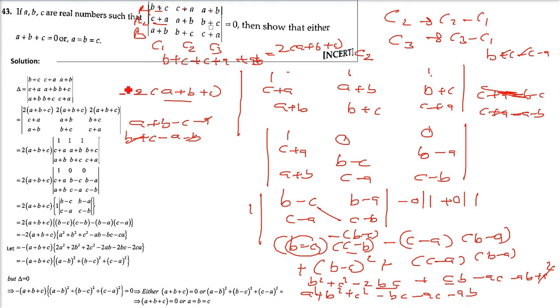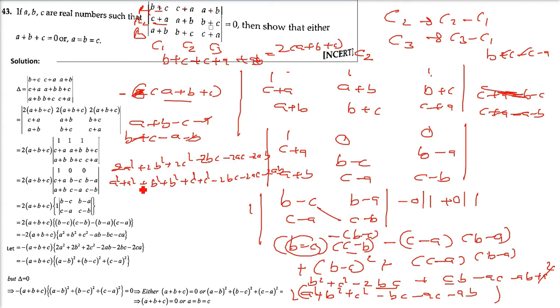So let us multiply this whole by 2. So I am taking 2 from outside. So 2a square plus 2b square plus 2c square minus 2bc minus 2ac minus 2ab. So what do we get? a square plus a square, b square plus b square, c square plus c square, minus 2bc minus 2ac minus 2ab.